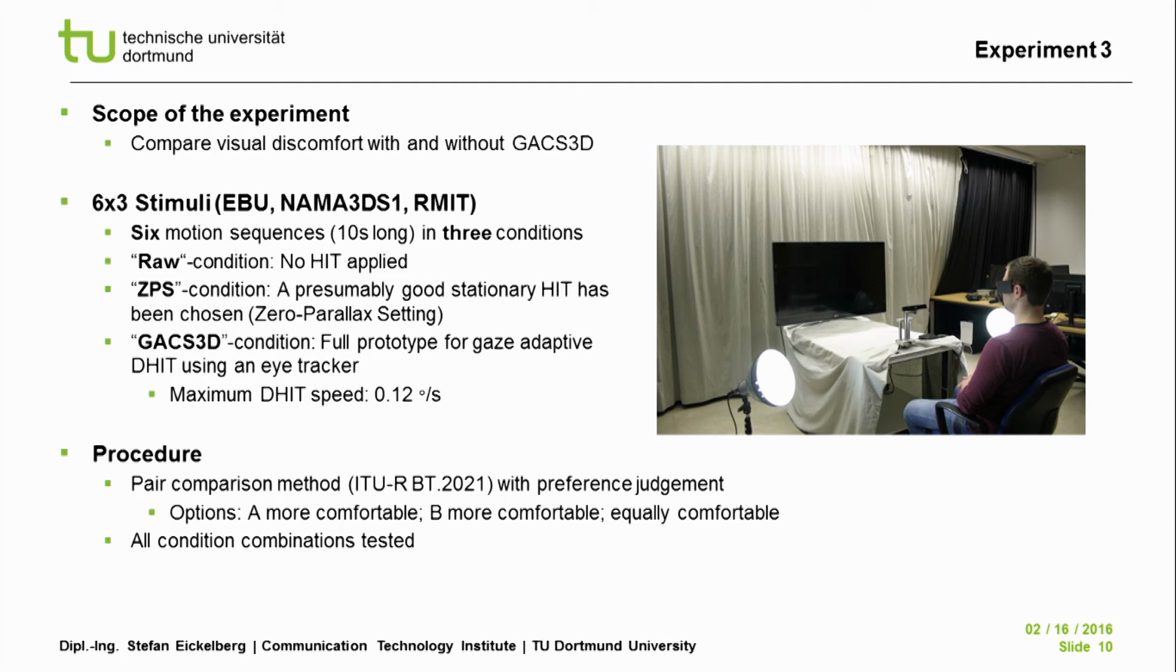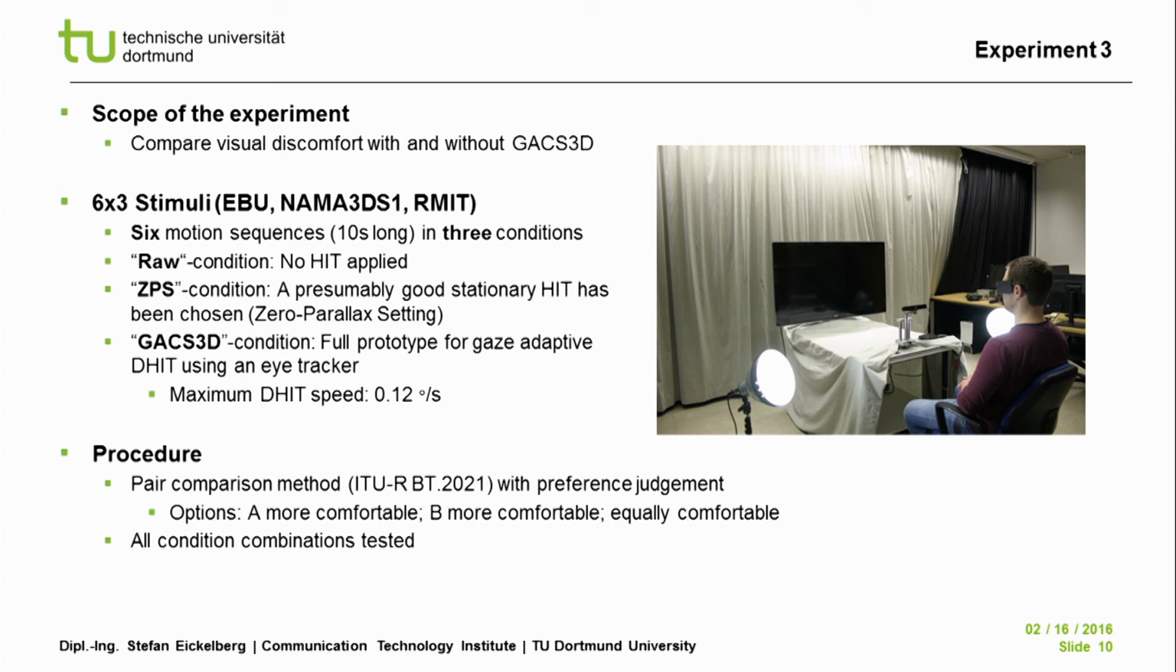So let's have a look at the third experiment. We finally want to evaluate whether visual comfort is actually improved by this approach. In this case, we showed 6 motion sequences in 3 conditions. They were presented under the condition raw, which means that the sequences were shown as they are, no processing applied at all. Then we have the ZPS condition, which stands for zero parallax setting, a term you might all know. And here, a presumably good stationary HIT was chosen and was presented to the subjects.